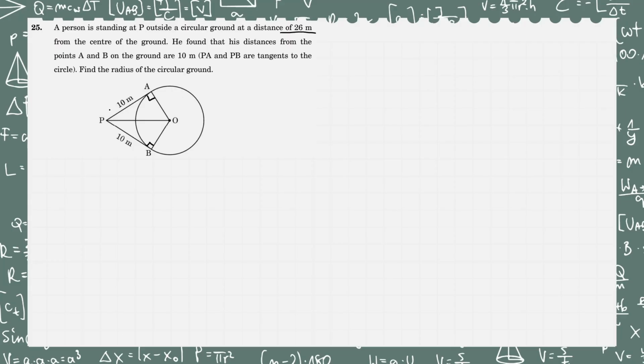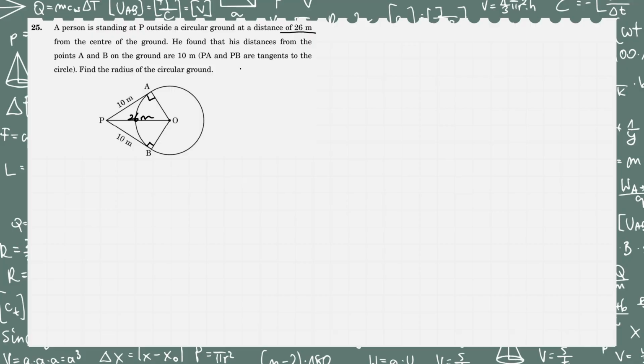OP is the distance between the person and the center of the circular ground, and from the given information we got to know that the length between O and P is 26 meters. We can write it here. So OP is 26 meters, and PA and PB are given as 10 meters, and they have marked it in the picture already. Now it's time to find the radius of the circular ground.